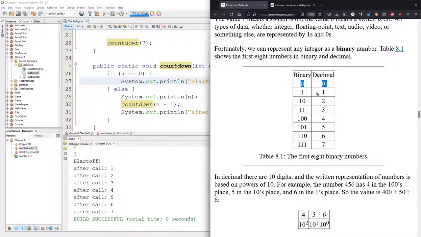So a 0 is a 0, a 1 is a 1. In binary, there is no number 2. Well, there's no digit of 2. So 10 is 2. 11 is 3, and then there is no digit past 1. So the next number up right here is 100.